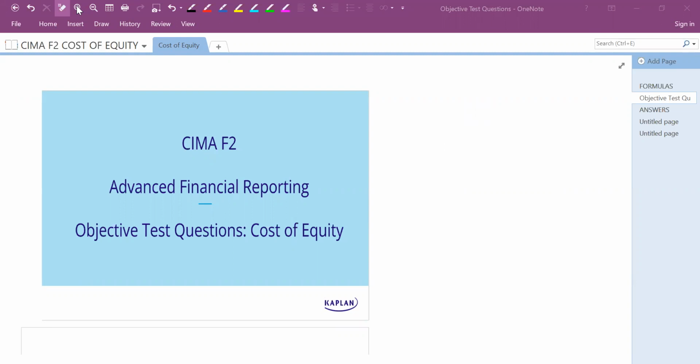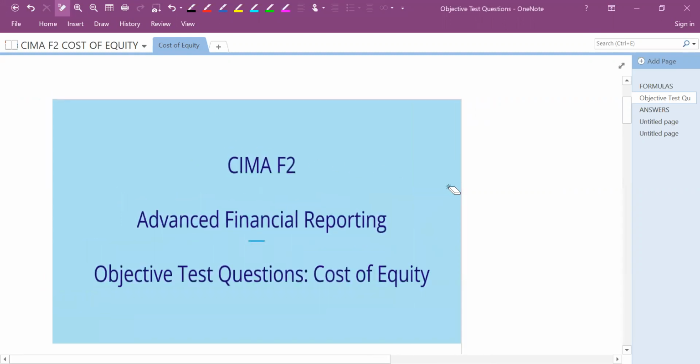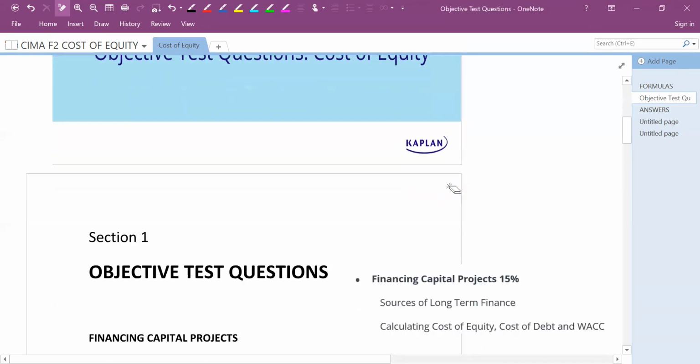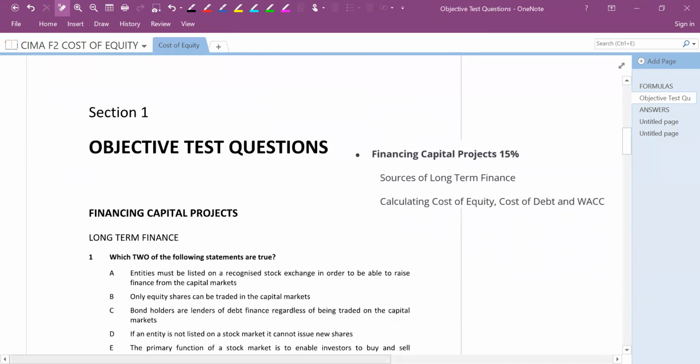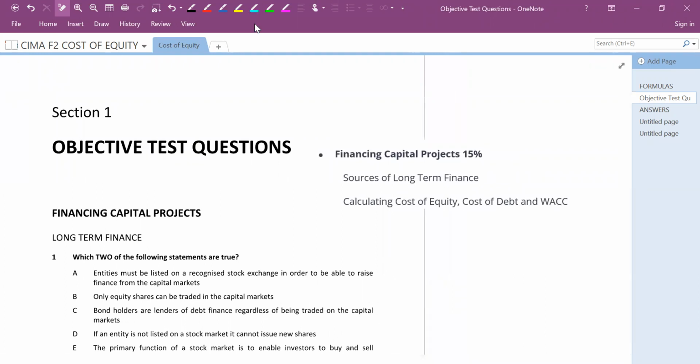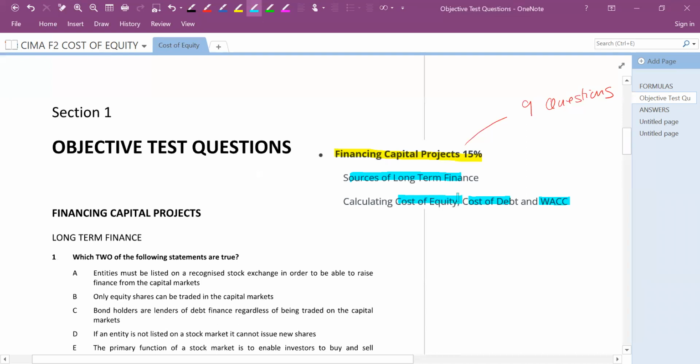Before we move into looking at specific questions on cost of equity, I just wanted to remind everybody of where this topic fits in terms of the syllabus. Now, CIMA have identified and described an area of the syllabus as financing capital projects. This is 15% of your exam and therefore is about 9 questions out of your 60 questions in the exam. There are a number of topics that will be tested across those 9 questions: sources of long-term finance, cost of debt, weighted average cost of capital, cost of equity, which is what we're going to look at in this session, and other topics, for example, like yield to maturity.